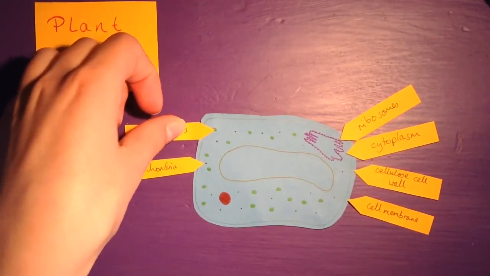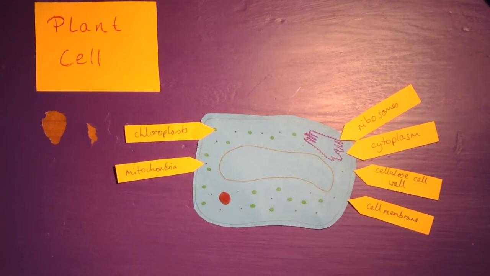Chloroplasts are also in the cytoplasm, and they contain chlorophyll, which absorbs light energy for photosynthesis from the sun. Now the chloroplasts are green, as shown in this picture, but the rest of the things are just colours so that you can see the difference. And the chloroplasts and the chlorophyll inside them are what makes the plant look green, what makes leaves look green.